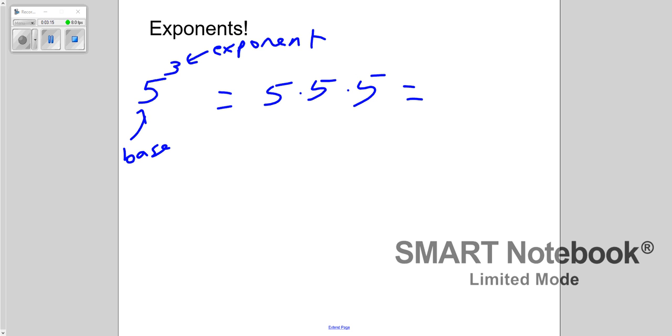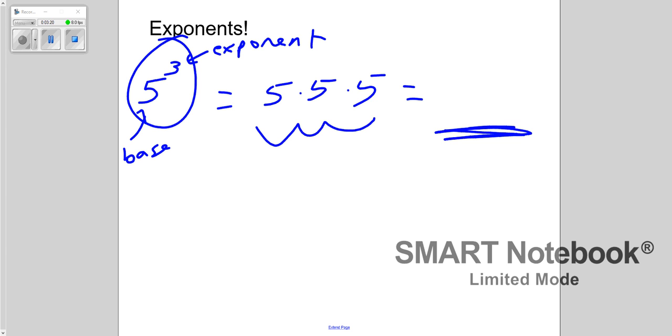This is called exponential form. This is called expanded form. And then when you get the answer, that's called standard form. 5 times 5 times 5 is 125. So that's your basic review of an exponent.